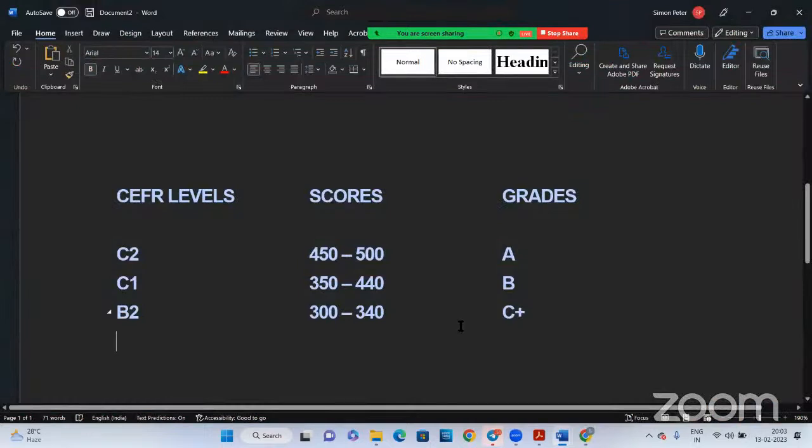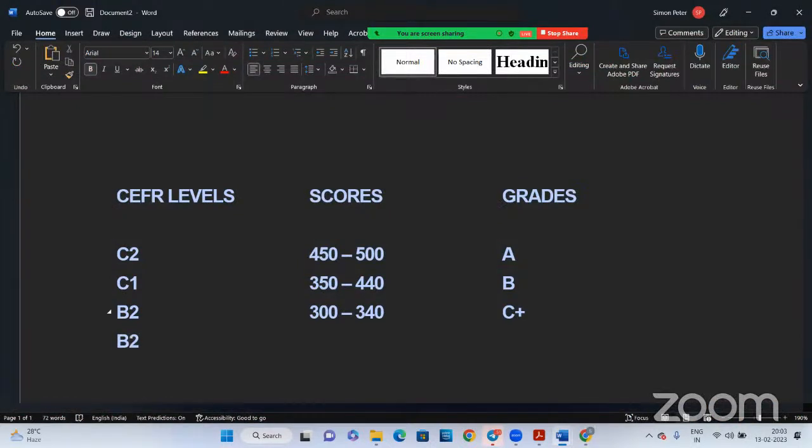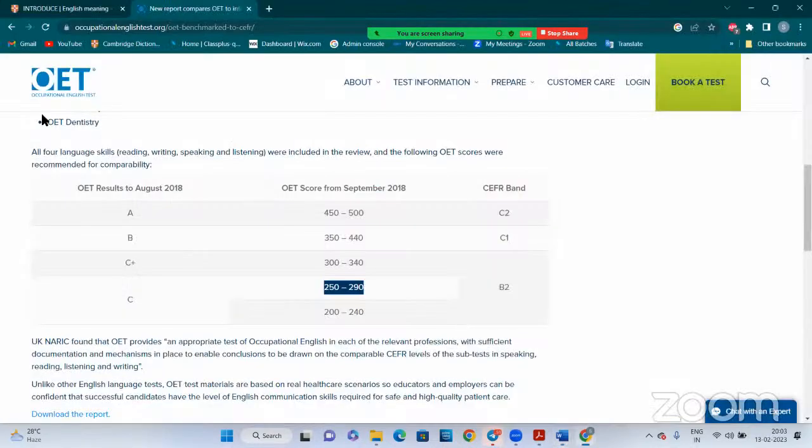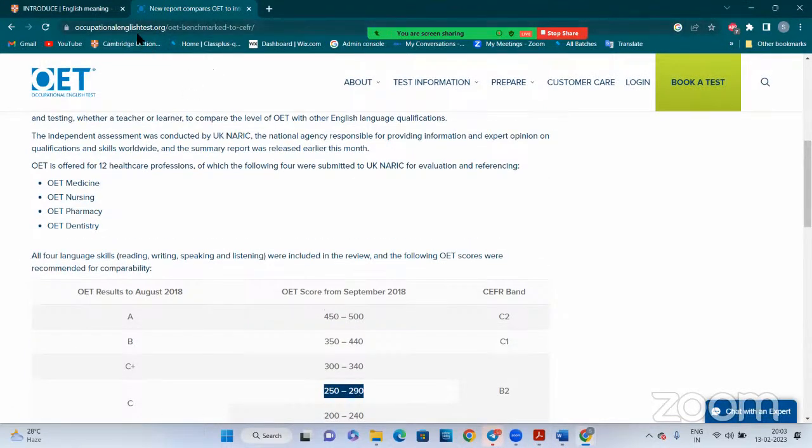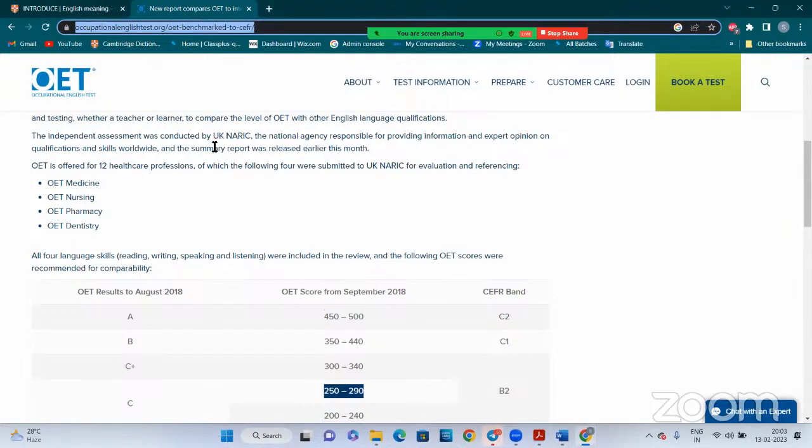B2 level only. This is what OET is telling, okay, not I. I'm not telling, this is the official OET. See here, official OET, occupationalenglishtest.org. You can see here. If you want, I'm posting the link here.